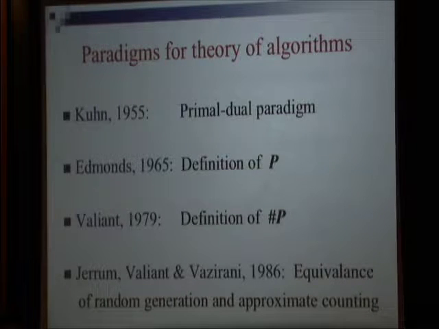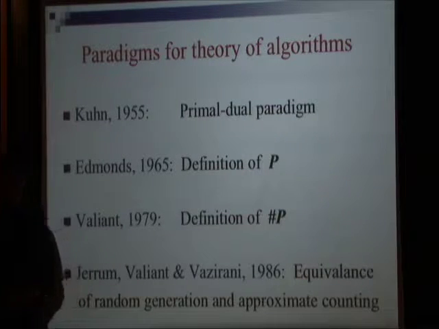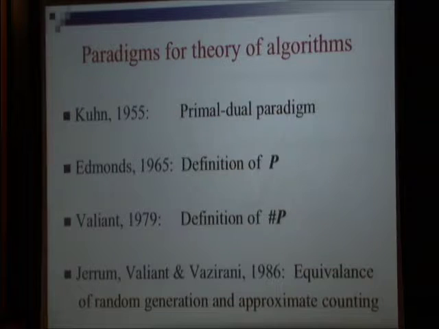The primal-dual paradigm, which had huge impact in exact and approximation algorithms, and now even in the solution of nonlinear convex programs, came from matching. Edmonds defined the notion of polynomial time solvability in matching. Valiant defined the notion of sharp P in matching. And in this result, we got the equivalence of random generation and approximate counting for self-reducible problems. And that lies at the core of this entire area of the MCMC method. So it's really quite remarkable how much the study of matching has contributed to the theory of algorithms.